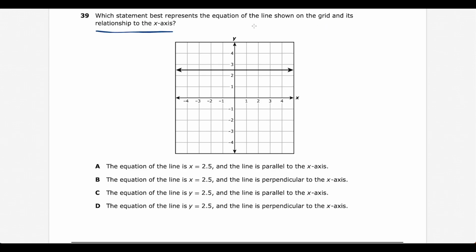So question 39, which statement best represents the equation of the line and its relationship to the x-axis? So looking at this here, the relationship of this line to the x-axis is that it's parallel to the x-axis because they're never going to cross. So we could definitely eliminate perpendicular choices B and D.